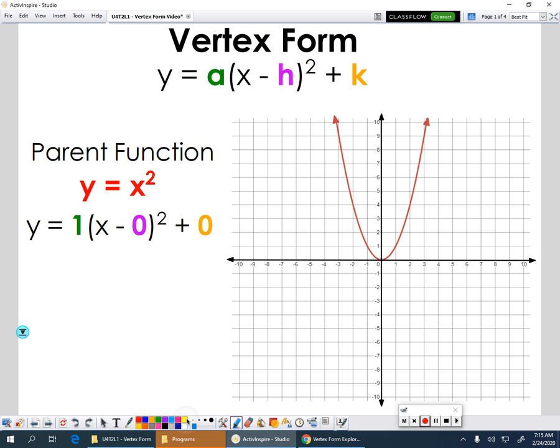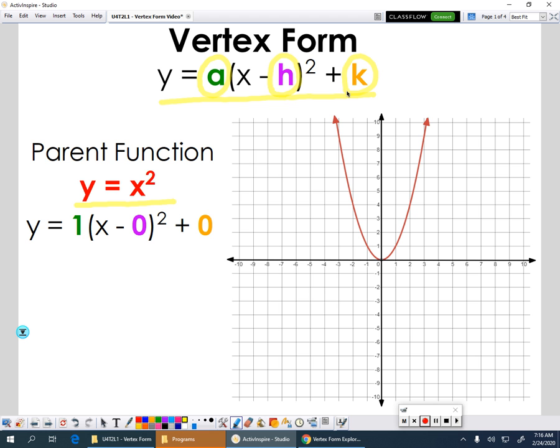This is vertex form, and today we're going to look at vertex form and see how the different parts of vertex form impact what we call our parent function. So a parent function is this function here, y equals x squared. In vertex form, there are certain things. We have an a value, what we call an h value, and a k value that we're going to plug in to make vertex form.